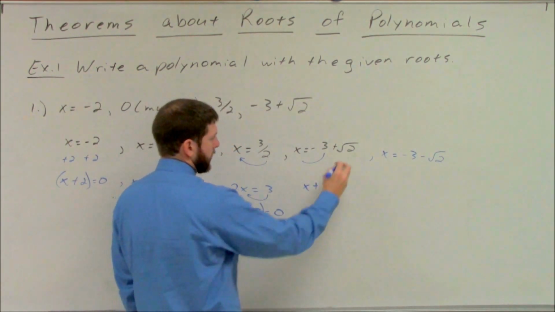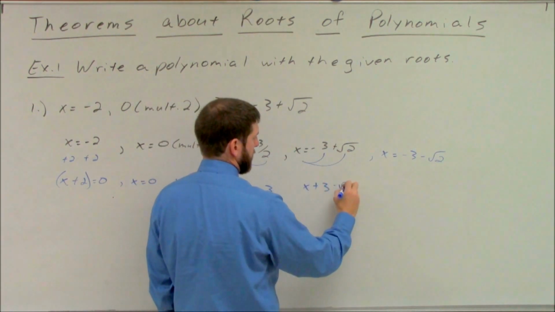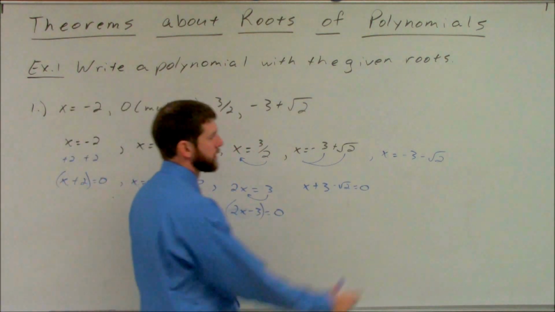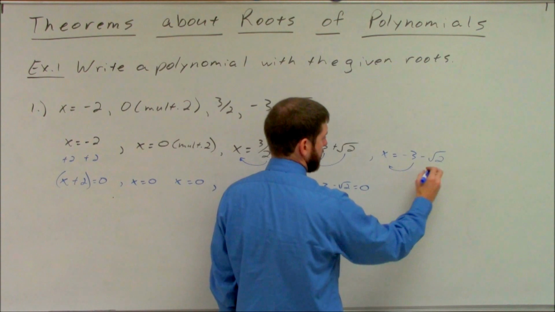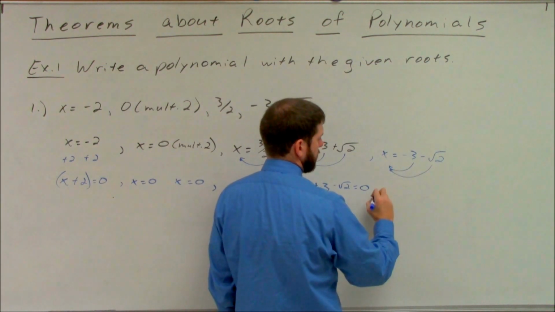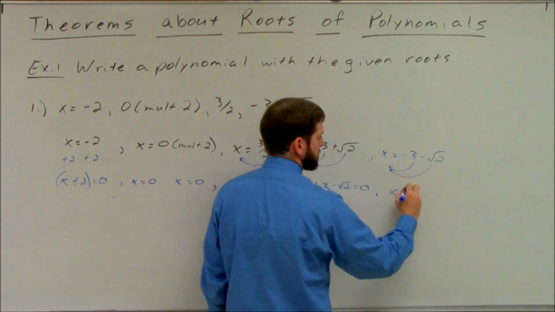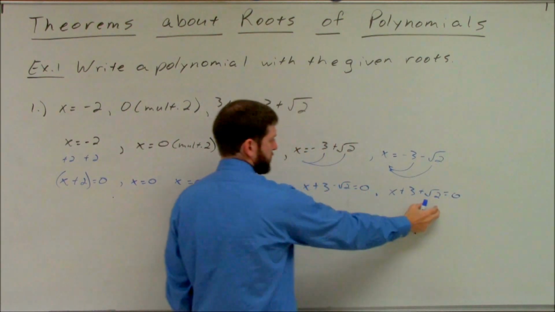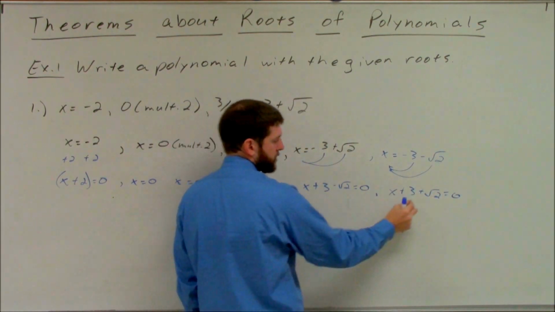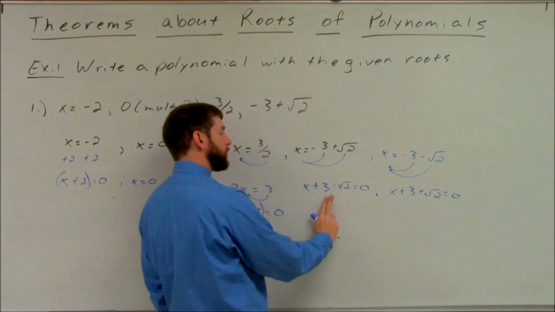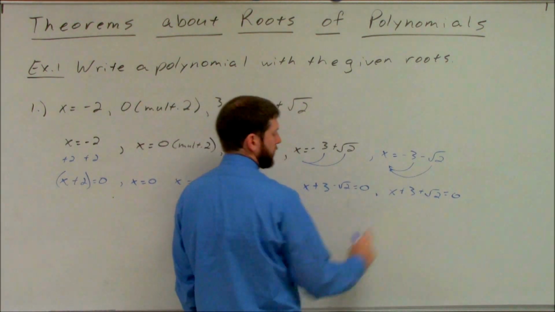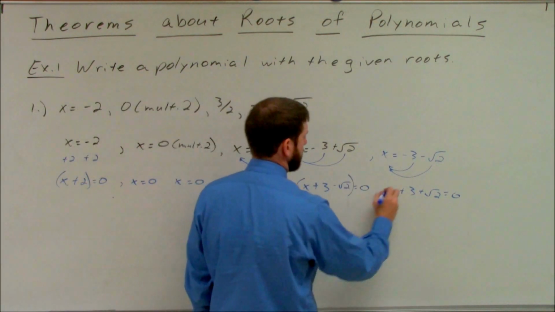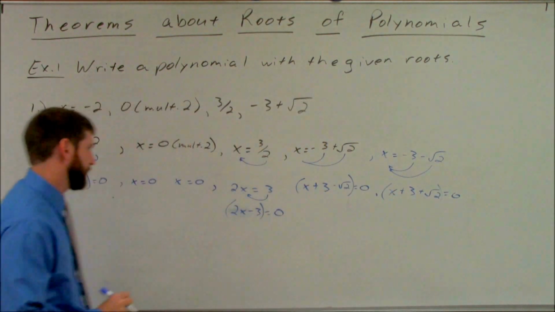Now over here, I've got to move the 3. So plus 3. I've got to move the square root of 2, minus square root of 2, to make it equal 0. Same over here. Move the 3, move the square root of 2. So I've got x plus 3 and plus square root of 2 equals 0. So we still get that plus or minus. So we got 3 plus square root of 2 and 3 minus square root of 2. So these are all my linear factors. Those are all of the linear factors.